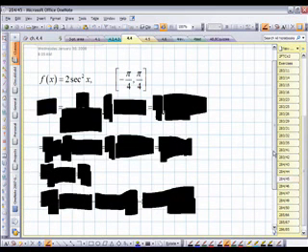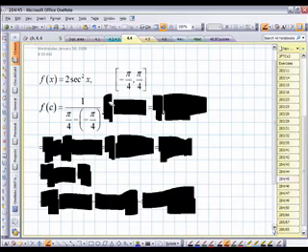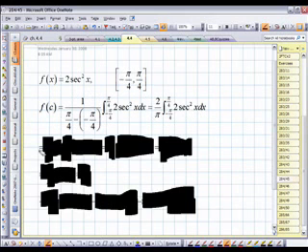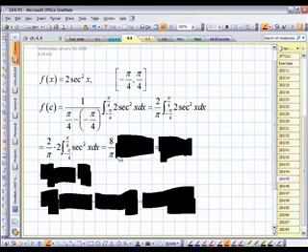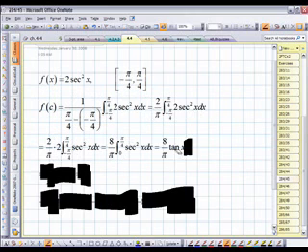Okay, 2 secant squared x from negative pi over 4 to pi over 4. So 1 over b minus a, integral from a to b of f of x dx. So this becomes 2 over pi. I brought the 2 out front. Once again, secant squared is an even function, so I go from 0 to pi over 4 instead of negative pi over 4 to pi over 4, and then this 4 over pi became an 8 over pi. Not necessary, but helpful.